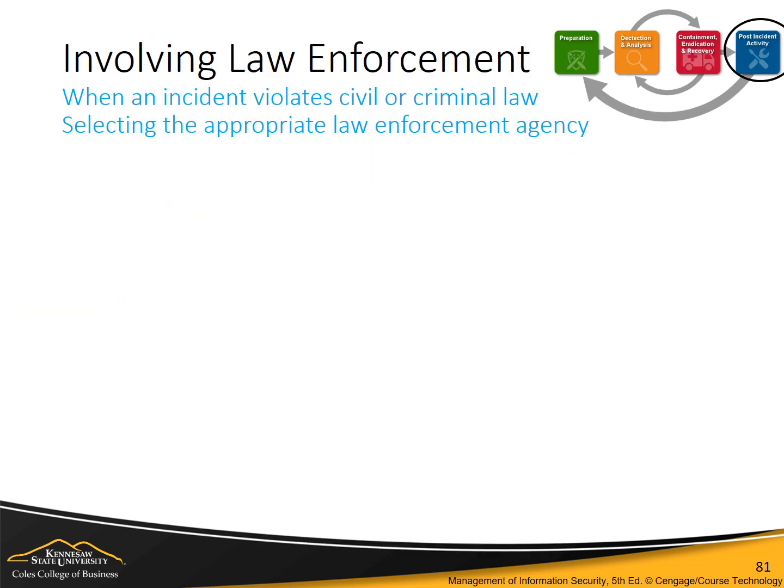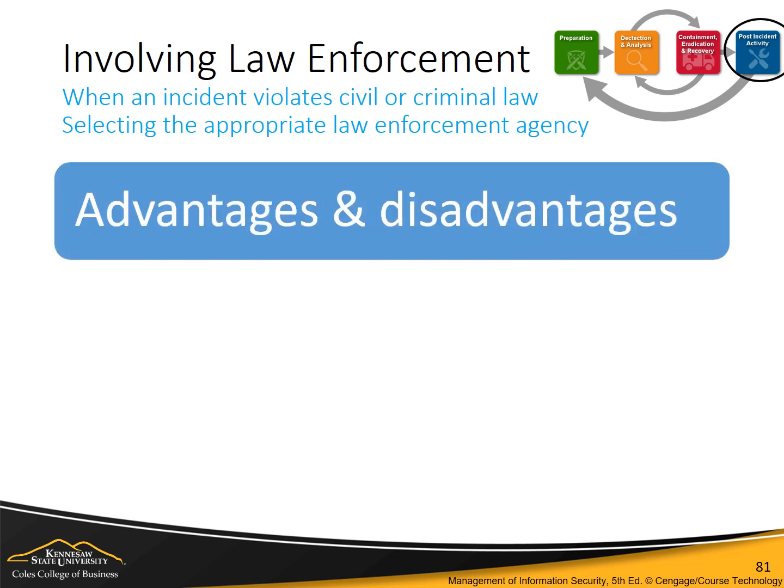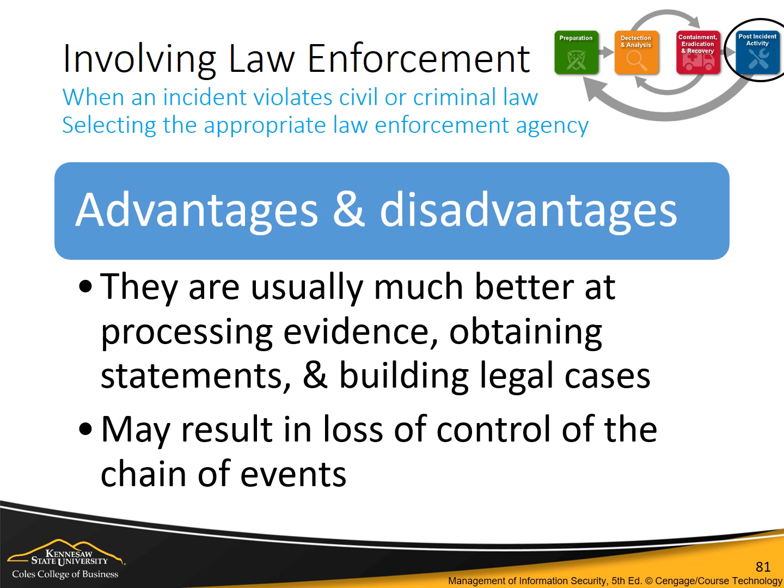When an incident violates civil or criminal law, it is the organization's responsibility to notify the proper authorities. Selecting the appropriate law enforcement agency depends on the type of crime committed: federal, state, or local. Involving law enforcement has both advantages and disadvantages. They are usually much better equipped at processing evidence, obtaining statements from witnesses, and building legal cases. However, involvement can result in loss of control of the chain of events following an incident at your organization.